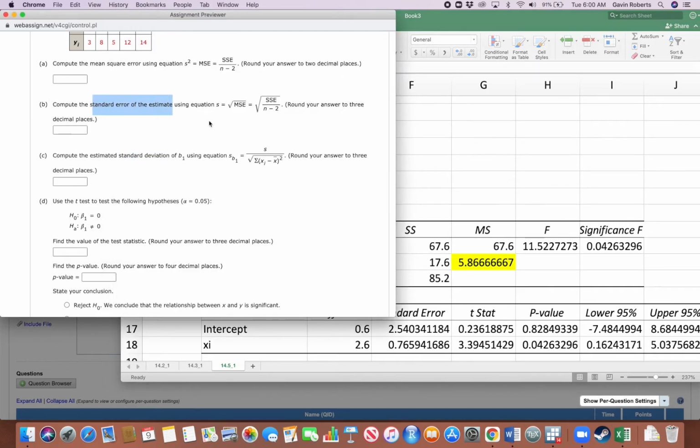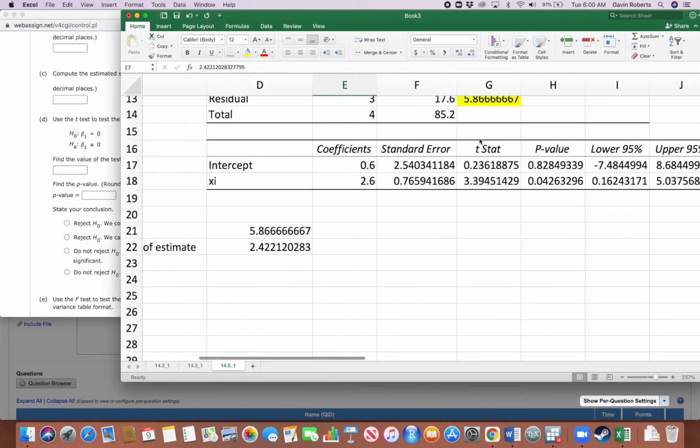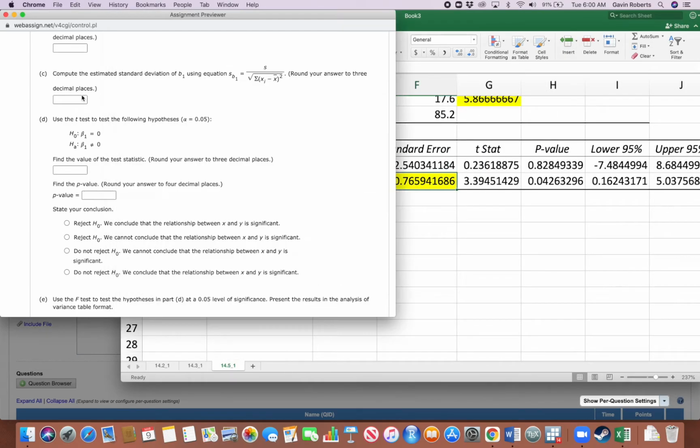So it's kind of talking about the standard error of the entire regression equation is the way that you can think about that. Now compute the estimated standard deviation of B1 using this. Now that number, it turns out, is just the standard error of the estimate. So when they say, remember B1 is our slope estimate, and then it wants the standard deviation of that.